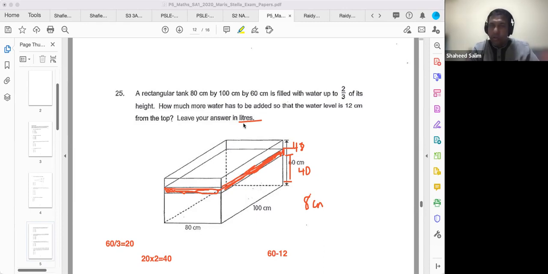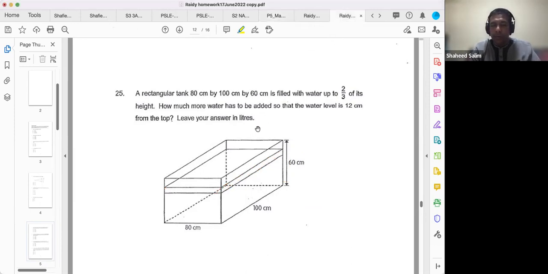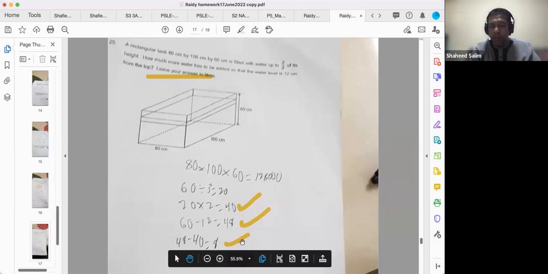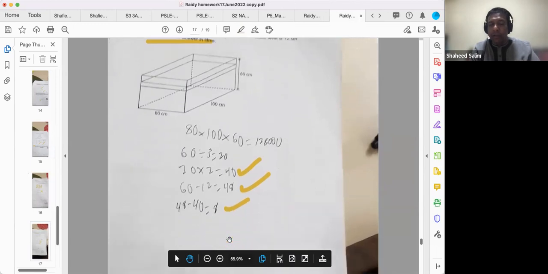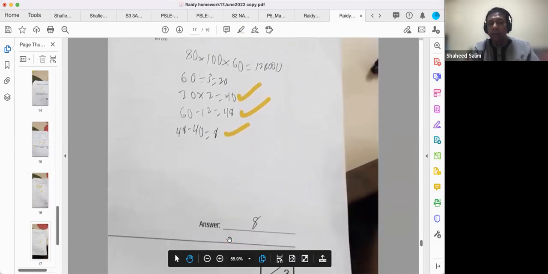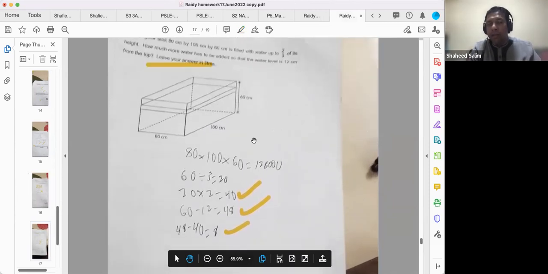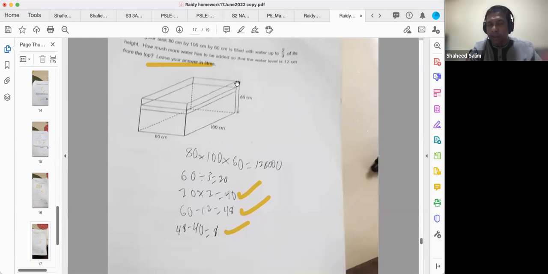Well done. So let us look again at your previous answer. You were going to get it. You see, you did very nice. 60 divided by 3. Now 40 is the height. 48 is the new height you want. 48 minus 40, this is 8. And then you put answer 8. Your answer is correct. What is the difference in the height between the original height and the new height? Yes, it's 8 cm. But they want to know how much water you must add.